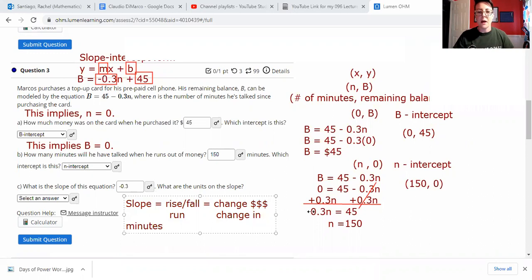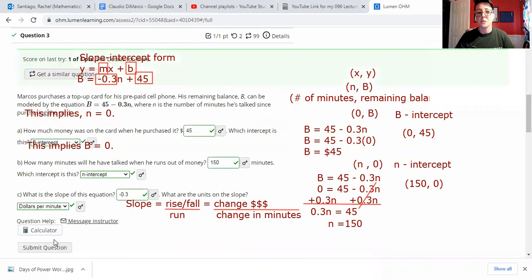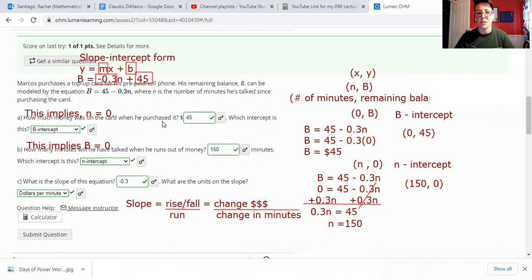So when we think about the units here for this particular problem, I want you to think of dollars per minute. So when we go to the drop down menu here, what are the units on the slope? It is dollars per minute, okay? The change in Y, which is your remaining balance in dollars, over the change in X, which is the change in minutes, the number of minutes Marcos talks. And once you select all those, submit it, and you are all set.